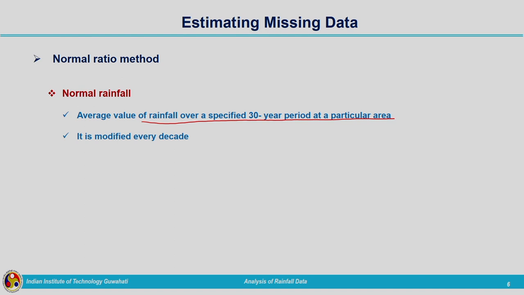But this rainfall needs to be modified every decade. Presently, the normal rainfall period is from 1991 to 2020. We are in the year 2021, so we will make use of the data from 1991 to 2020, and that data is averaged out to get the normal data. When it is the year 2030, we will be using the years 2001 to 2030. That way, every decade we need to modify this data.